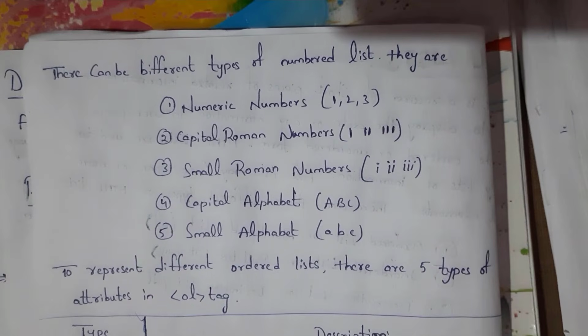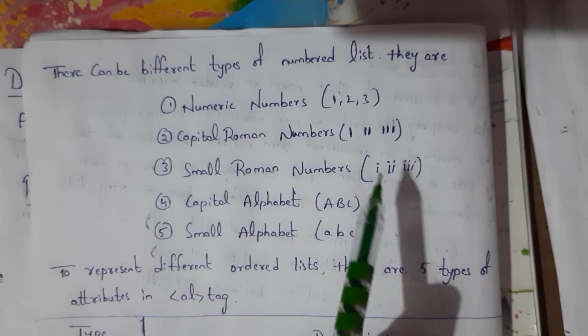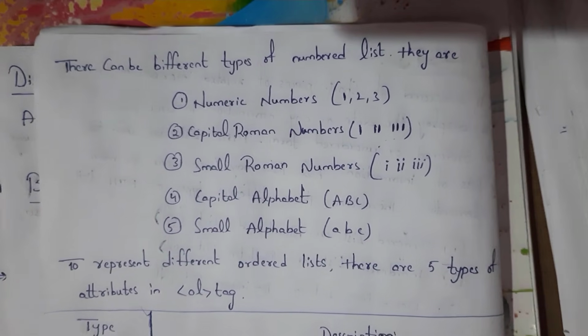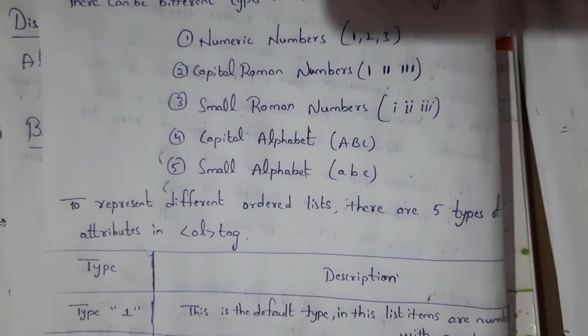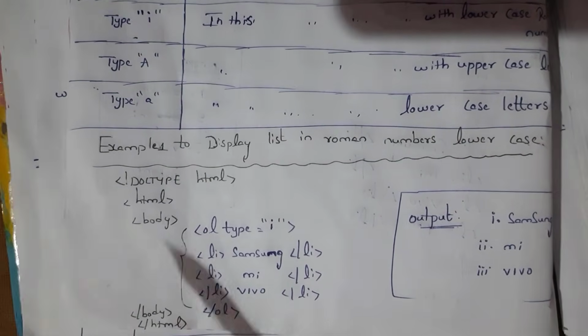And there are different kinds of numbered list. They are numeric numbers, capital Roman numbers, small Roman numbers, capital alphabet, and small alphabet. See this example, you can clearly understand how it looks.